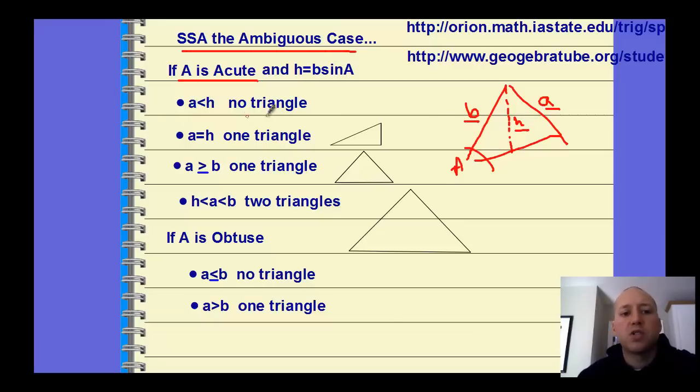So if a is less than h, it's no triangle. That's the one we just had. If a is equivalent to h, it's one triangle. It's actually a right triangle. If a is greater than b, so if a is bigger than b, the other side, then I know it's one triangle. And that's actually the case we had two problems ago, the second example. And then if a is between h and b, so if the value of a is between h and b, then I can draw between h and b. And that gives us two triangles.